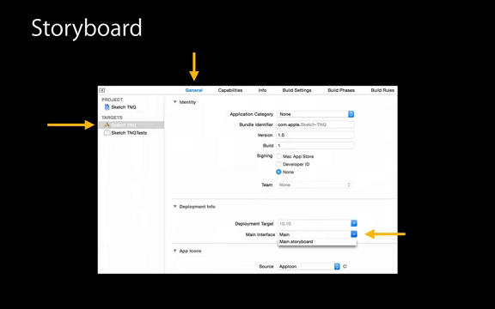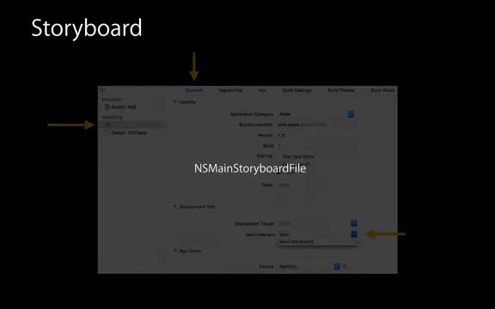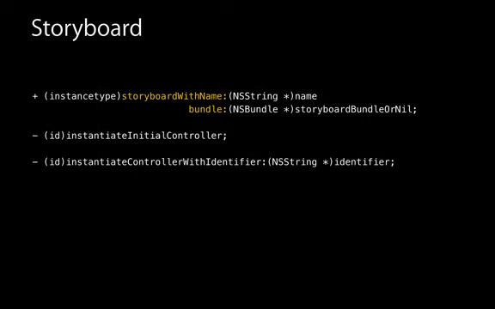If you find yourself with the need to dig down into the info plist and set the keys manually, this is the ns main storyboard file. This is the key you need to set in your info plist to bring up the storyboard. When we load the initial storyboard, it's going to go through this path, just like you can use this API, storyboard with name, to load any storyboard that you have in your resources. You can load it from a name. And then you need to instantiate the initial controller.